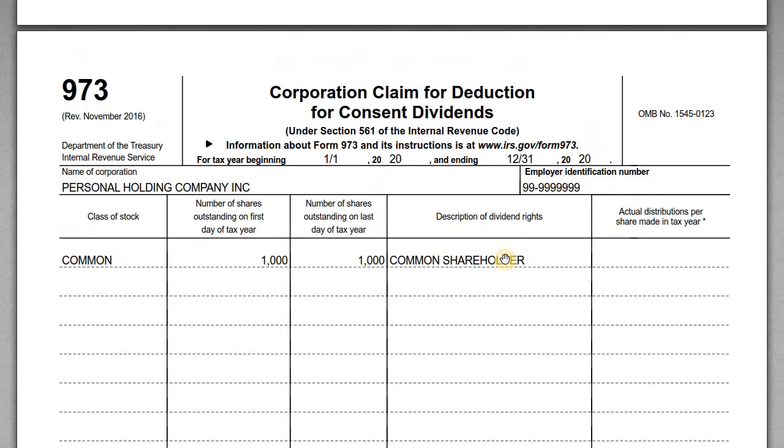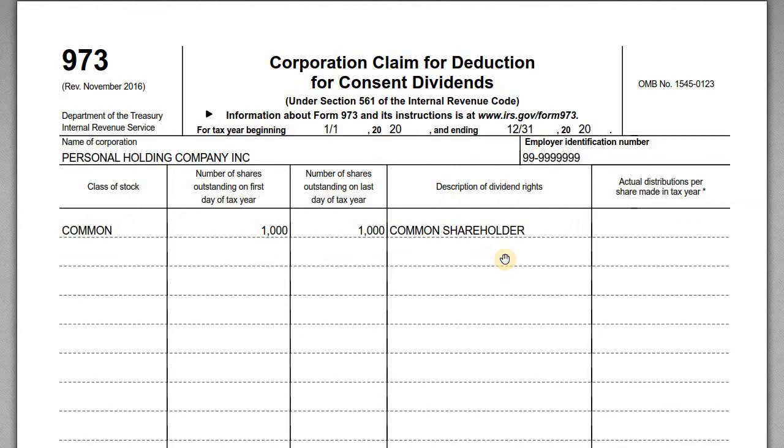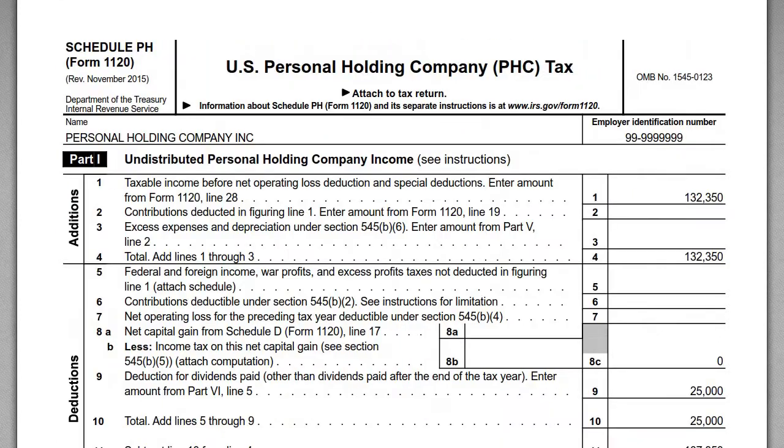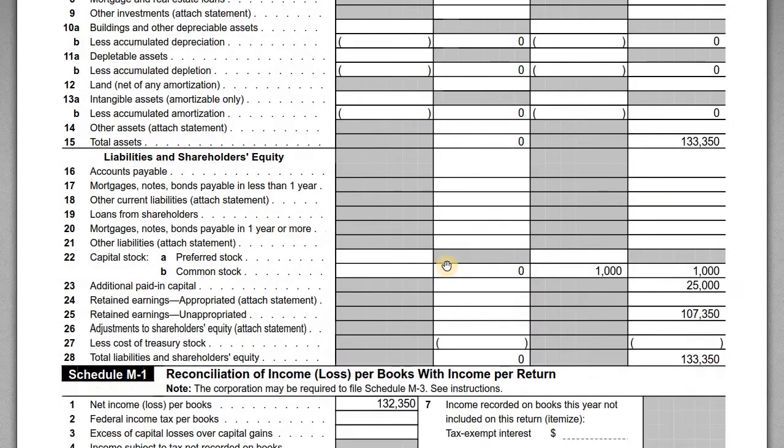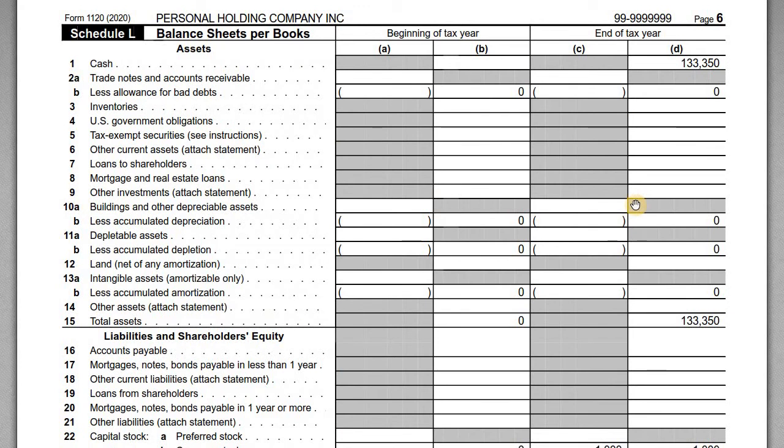Now, in addition to the 972 form, the corporation itself needs to complete Form 973. So this is the corporation's claim for a deduction for those consent dividends. And this has to do with the accumulated earnings. So if I flip back up here really quickly, this is the balance sheet for the company.